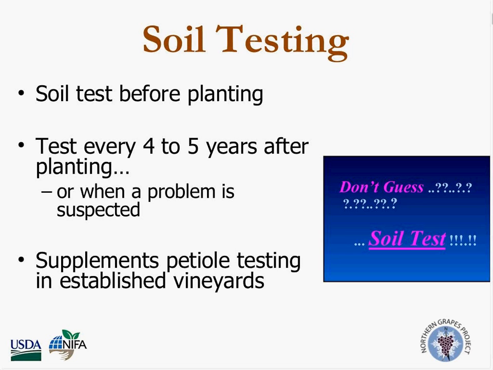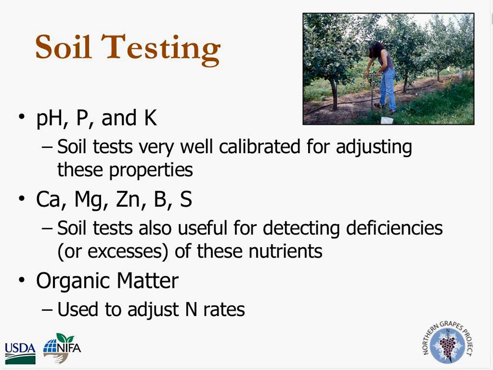In terms of what to test for when you're doing a soil test, pH is probably the most important soil parameter, followed by phosphorus and potassium. We have soil tests that are very well calibrated for adjusting any amendments that might be needed for those properties. Calcium, magnesium, zinc, boron, and sulfur are also other elements that can be tested for. Those tests can be useful and would be good to know before planting.